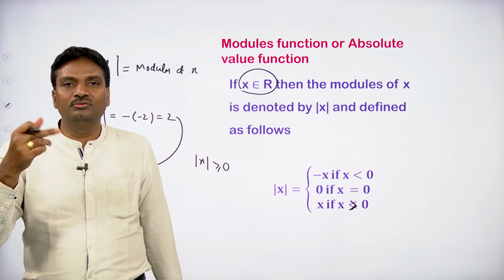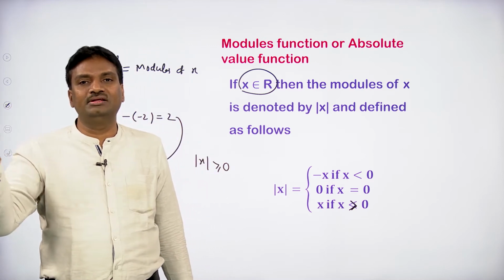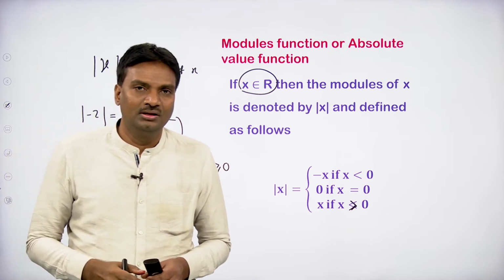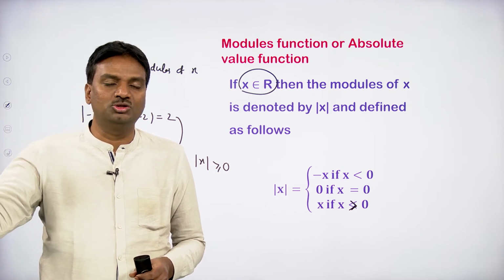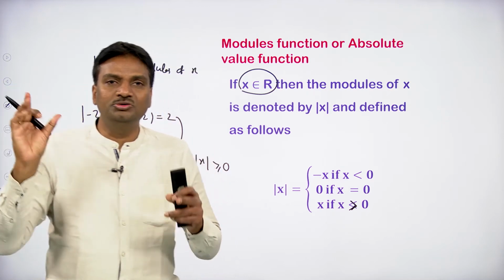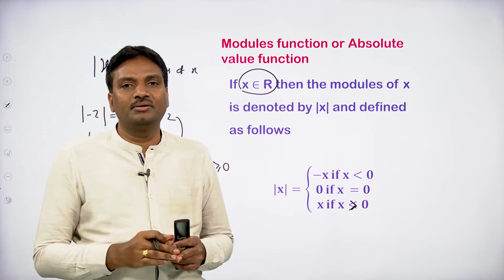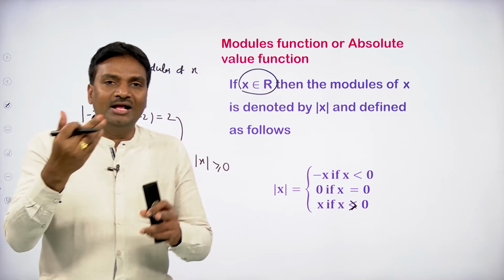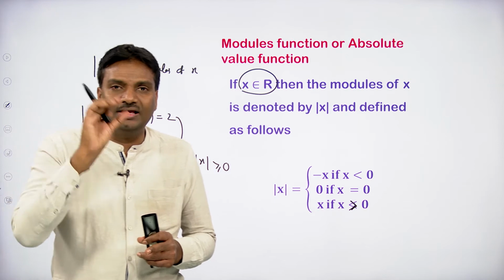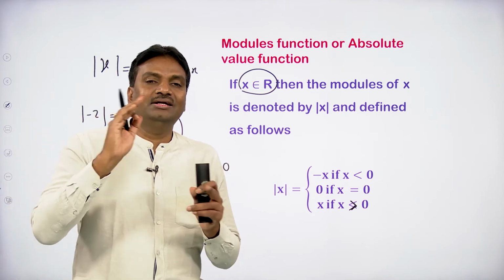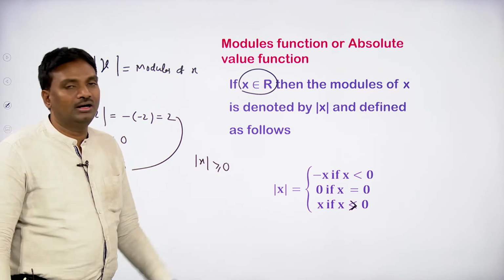So for example, find the area of the triangle formed by the points A(1, 2), B(3, 4), C(5, 6). By using the formula, modulus of x1(y2 minus y3) plus x2(y3 minus y1) plus x3(y1 minus y2), you will get some value. That value may be either positive or negative. If the value is positive, no problem. If the value is negative, but the area of the triangle cannot be negative, so to make that negative value positive, in this case we can take the modulus.